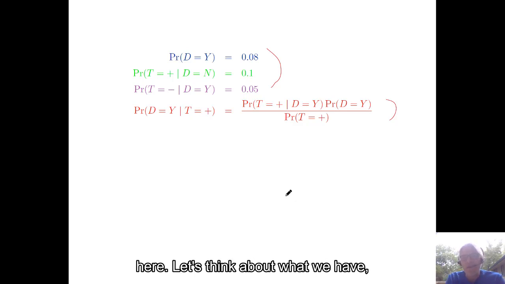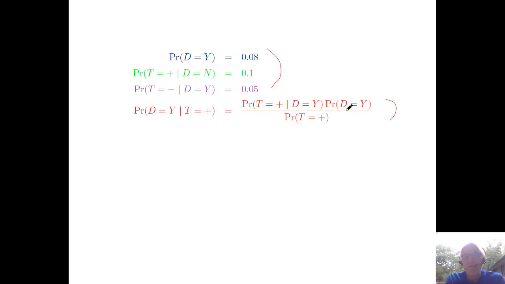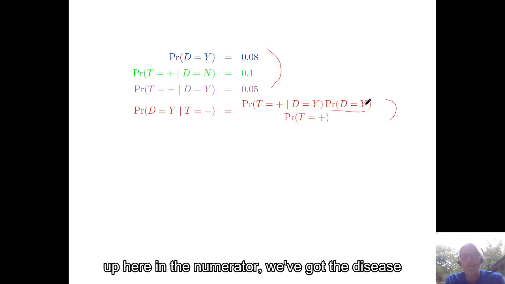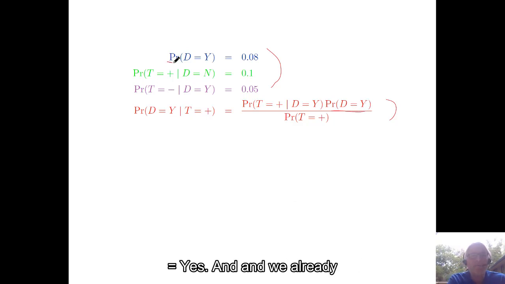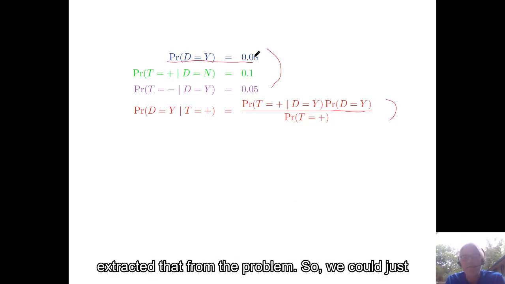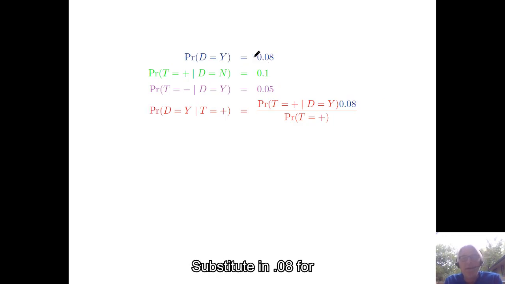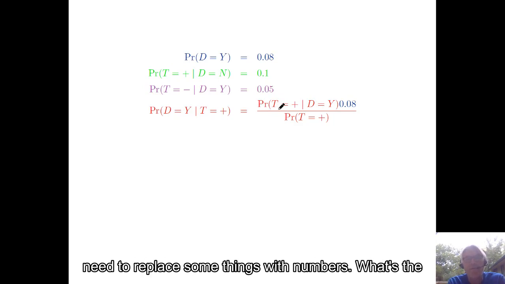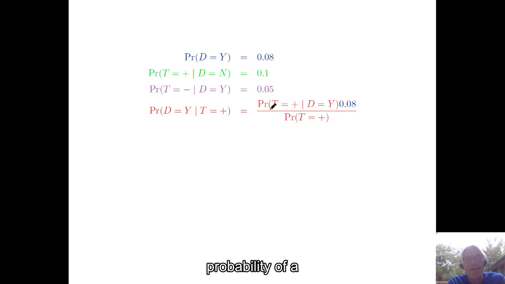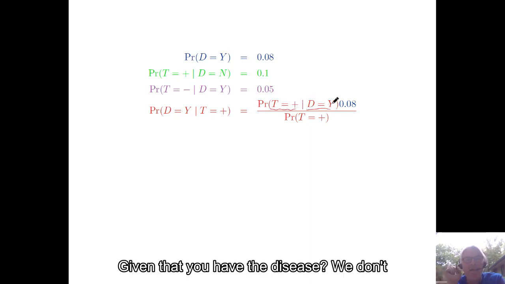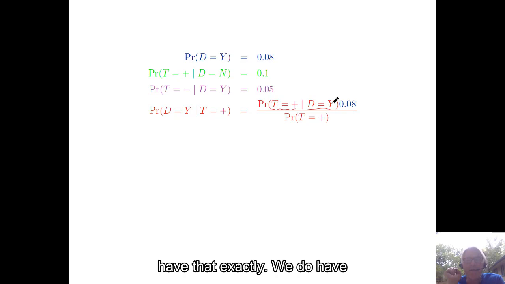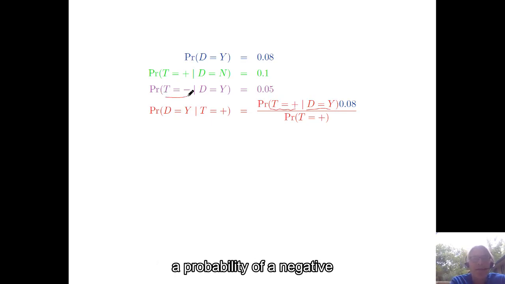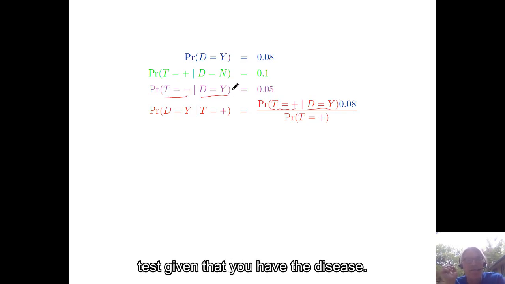Let's think about what we have and what we don't have. Well, up here in the numerator, we've got the disease equals yes, and we've already extracted that from the problem. So we're just going to substitute in 0.08 for that. All right, what about the next bit? We've made some progress, but we still need to replace some things with numbers. What's the probability of a positive test given that you have the disease? We don't have that exactly. We do have the probability of a negative test given that you have the disease.